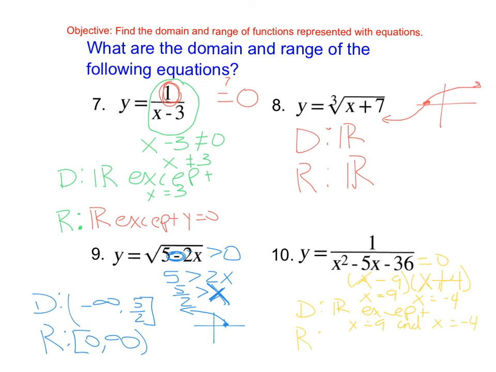The range, again, no matter what we plug into this, that whole fraction will never equal 0. So it's all real numbers except y equals 0.